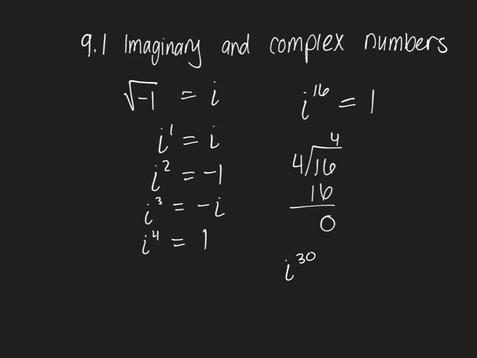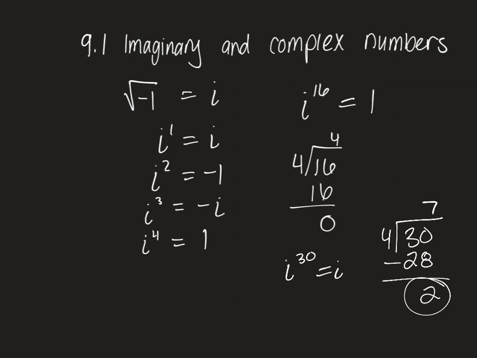So i to the 30th. We're going to take 30 divided by 4. To do the long division, you figure out how many times 4 can go into 30 without going over 30. 4 times 7 is 28. Then subtract, which leaves you with 2. That 2 becomes your exponent. So that's equal to i squared, which is -1.